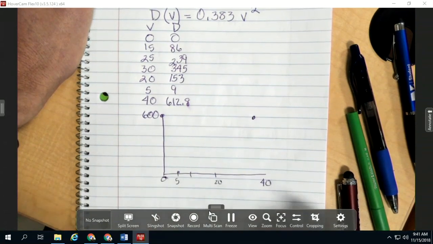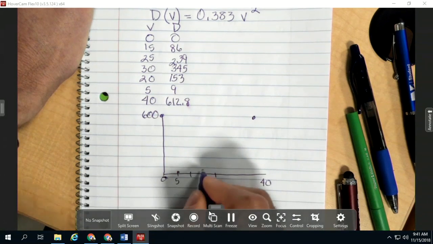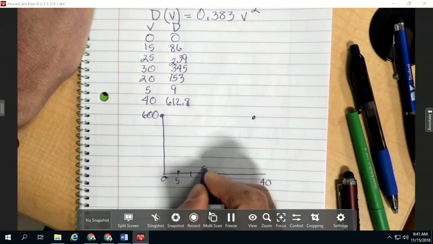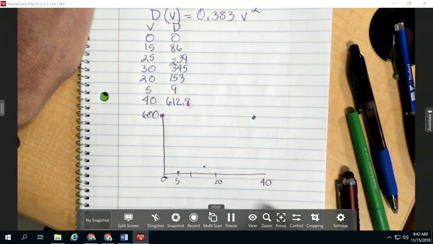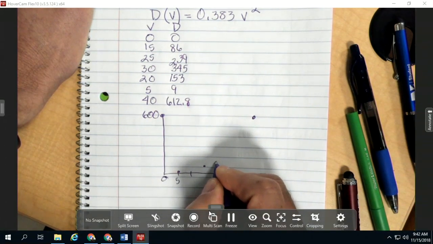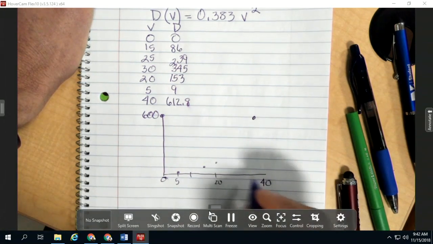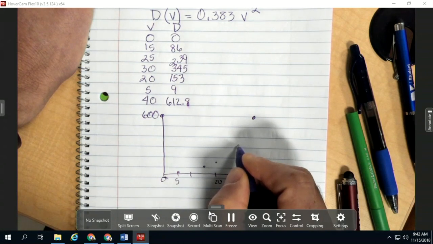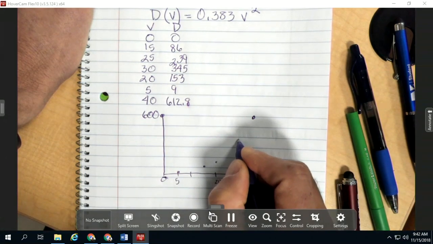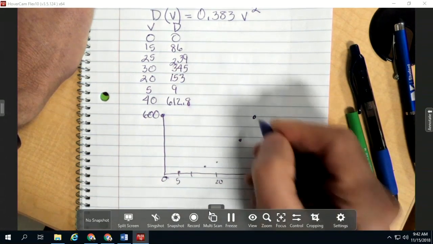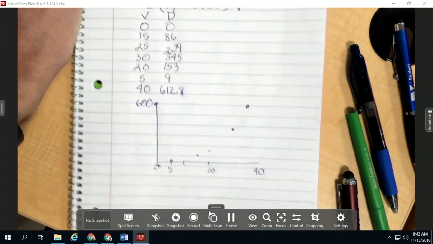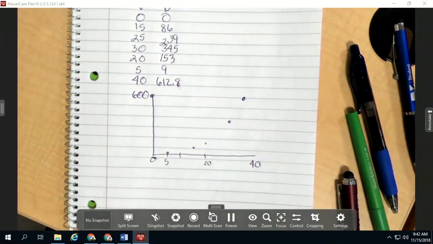And at 5, we're just barely off the graph, right? At 15, we're close to 100. At 20, we're close to 150. At 30, we're close to halfway, a little bit past halfway. Okay? So our graph looks like that.